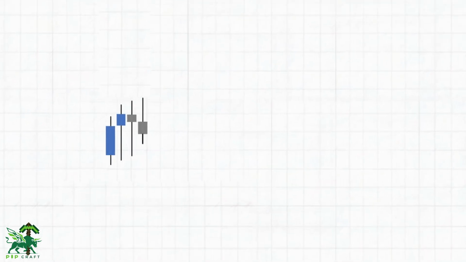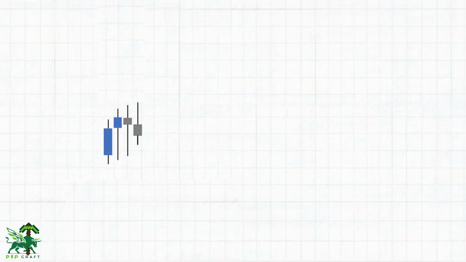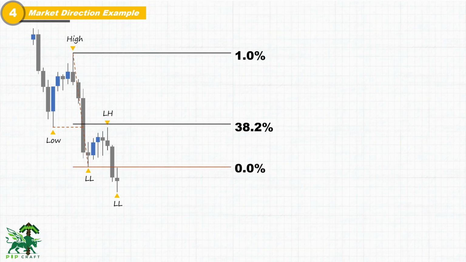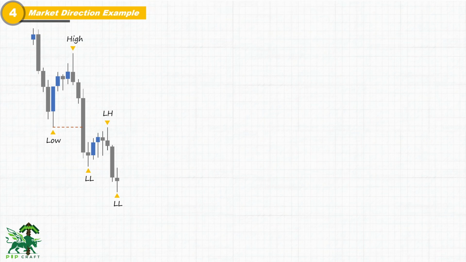But wait, is this really a valid correction, or just noise in the price chart? To answer that, we use the retracement tool to measure the depth of the pullback. If we apply the retracement tool from the start to the end of the impulse, we'll see this pullback does not reach the 38.2% level. So, this is not a valid correction. We should treat the whole movement as one single leg.